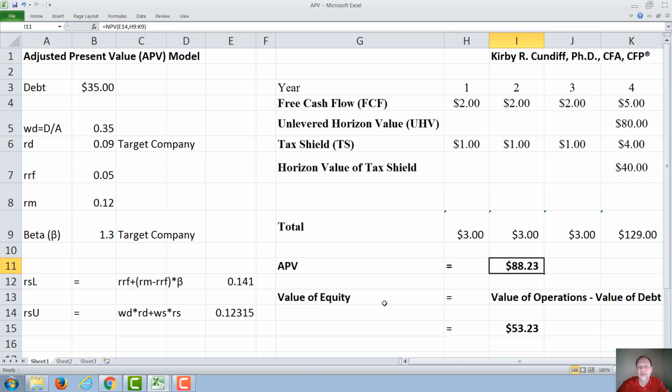To get the equity value of the target company, we would take the value of the operations minus the value of debt, or 88 minus 35, which gives us $53.23 million. This means for this particular company, different companies have different synergies, they would be willing to pay up to $53.23 million. Of course, they would like to pay less than that, and therefore the purchase of the company would increase the value of the combined operation.